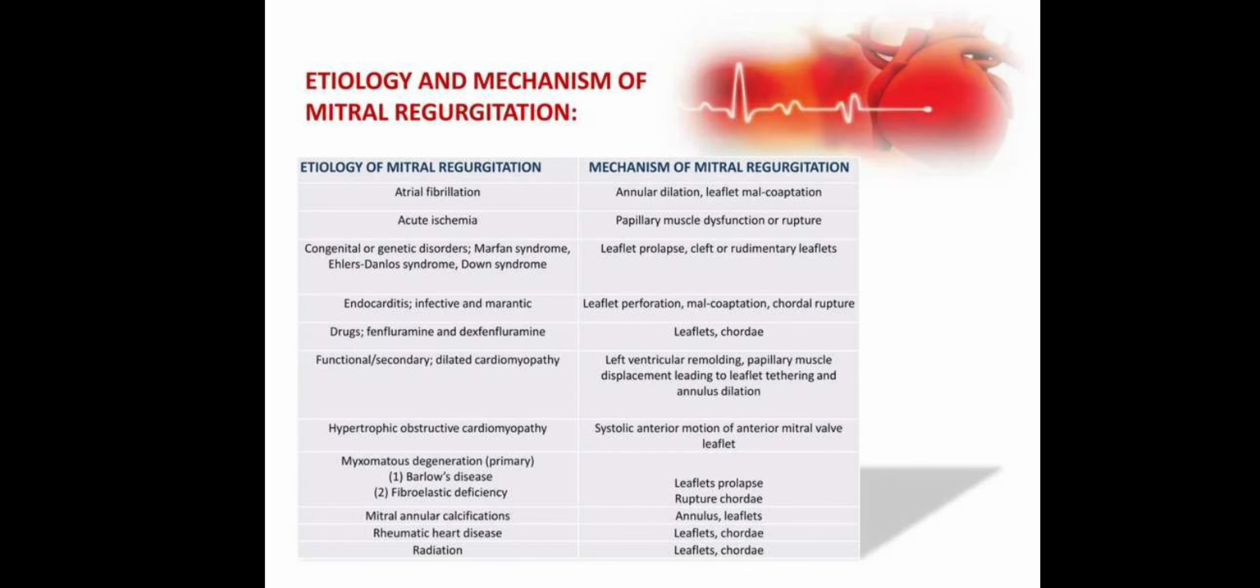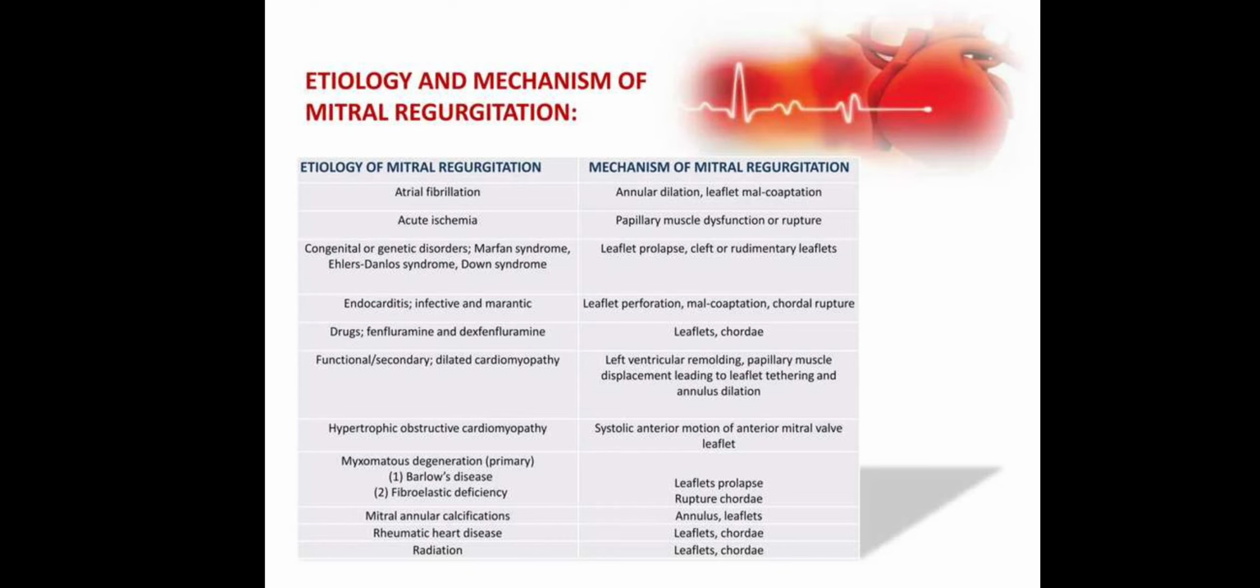Causes of the mitral regurgitation. Etiology: atrial fibrillation. In atrial fibrillation, the mechanism is annular dilatation and leaflet malcoaptation. In acute ischemia, there is papillary muscle dysfunction or rupture. Congenital or genetic disorders, Marfan syndrome, Ehlers-Danlos syndrome, Down syndrome, result in leaflet prolapse, cleft or rudimentary leaflets. Then endocarditis, infective and marantic endocarditis, cause leaflet perforation, malcoaptation, chordal rupture, which causes mitral regurgitation. Drugs like fenfluramine and dexfenfluramine affect the leaflets and chordae, which cause MR.